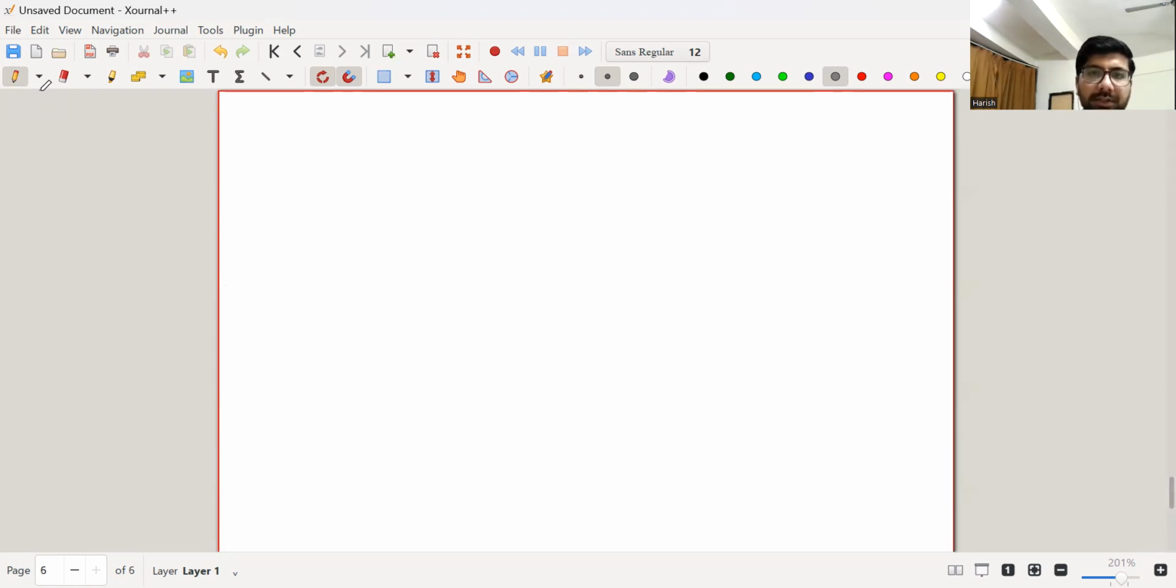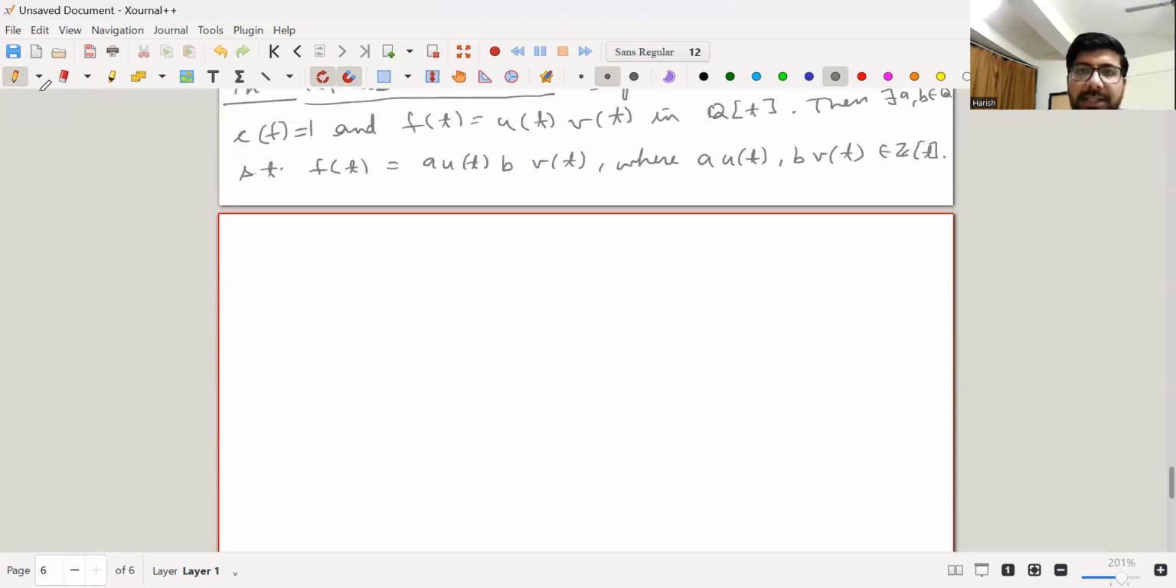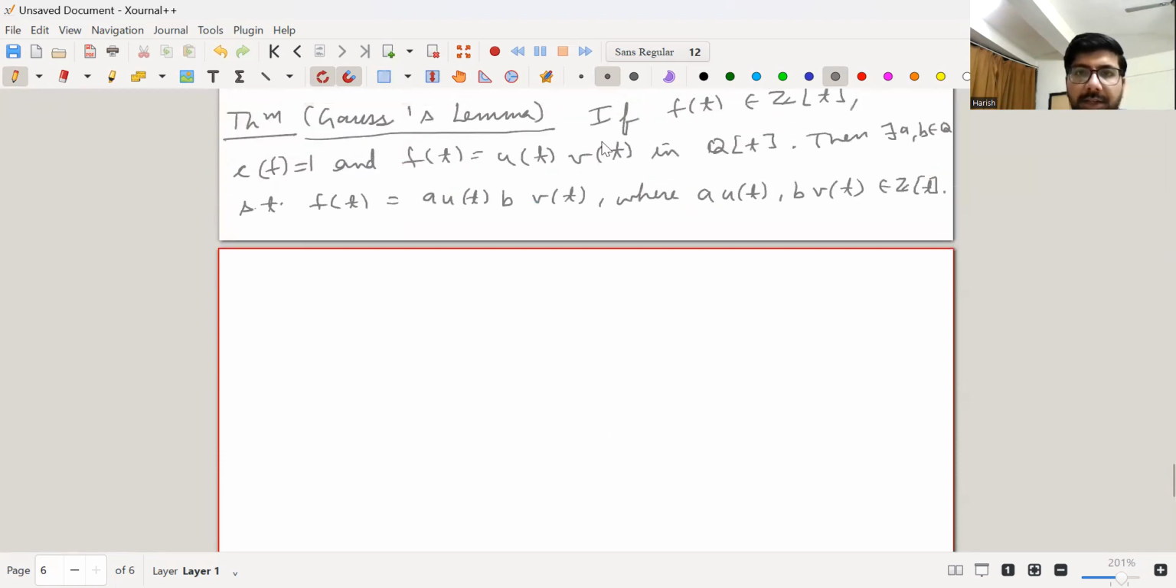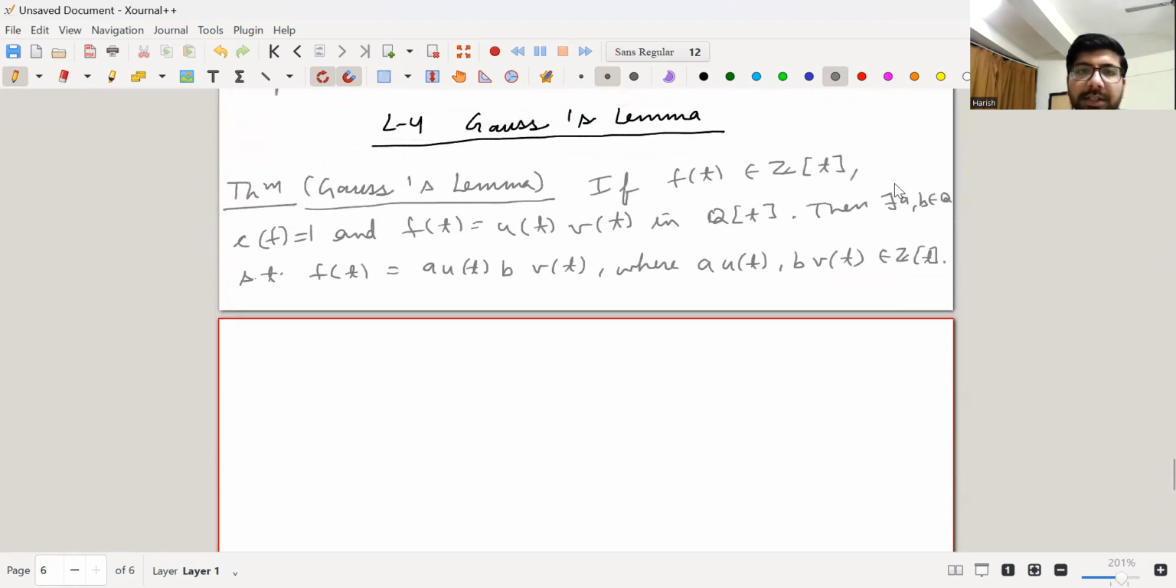See, if you can factorize it in Z[t], then since Z is contained in Q, of course you can factorize it in Q[t] as well, right? But the converse is not straightforward. So this Gauss lemma says that the converse is also true, that if you can factorize it inside Q, then you can also factorize it inside Z. For that, we need the definition of content.